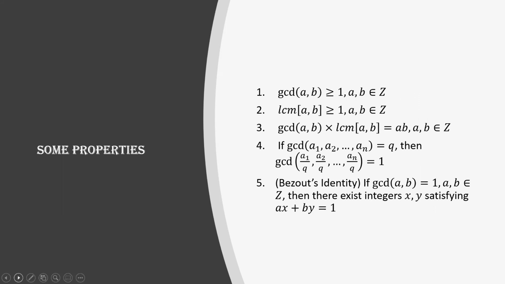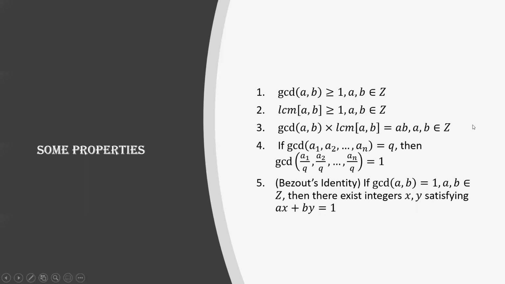These are a few properties. GCD of A comma B is always greater than or equal to 1, where A and B are integers. The second property is LCM of A comma B is also greater than or equal to 1, where A and B are integers. And GCD of A comma B times LCM of A comma B is AB, where A and B are integers as well. And if GCD of A1 comma A2 comma etc till AN is equal to Q for some integers A1, A2, etc till AN and Q, then GCD of A1 over Q comma A2 over Q comma etc till AN over Q is equal to 1.